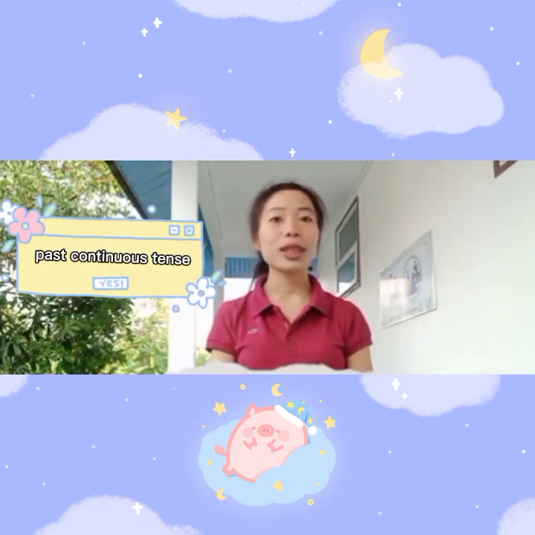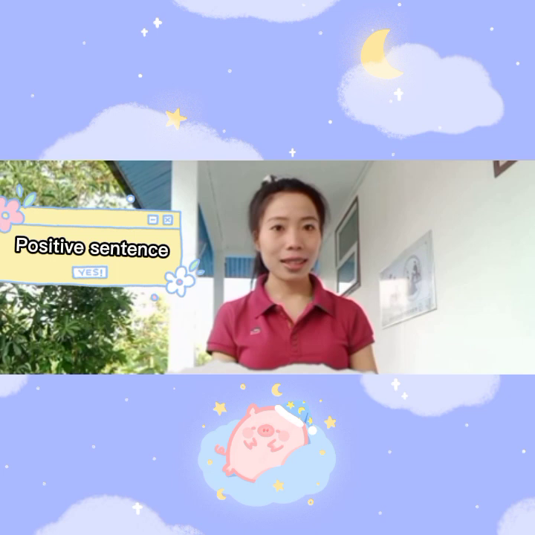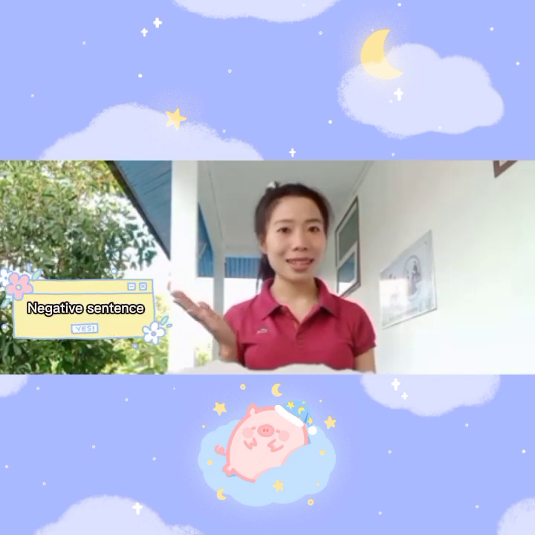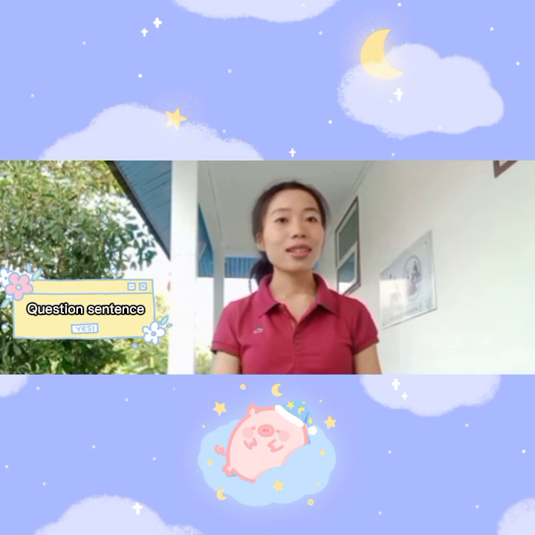Today I would like to talk about past continuous tense. This is an English grammar lesson about the past continuous tense. This video looks at the subject and its three types, such as positive sentence, negative sentence, and question sentence. We generally use the past continuous tense to talk about actions in progress happening around a particular time in the past.